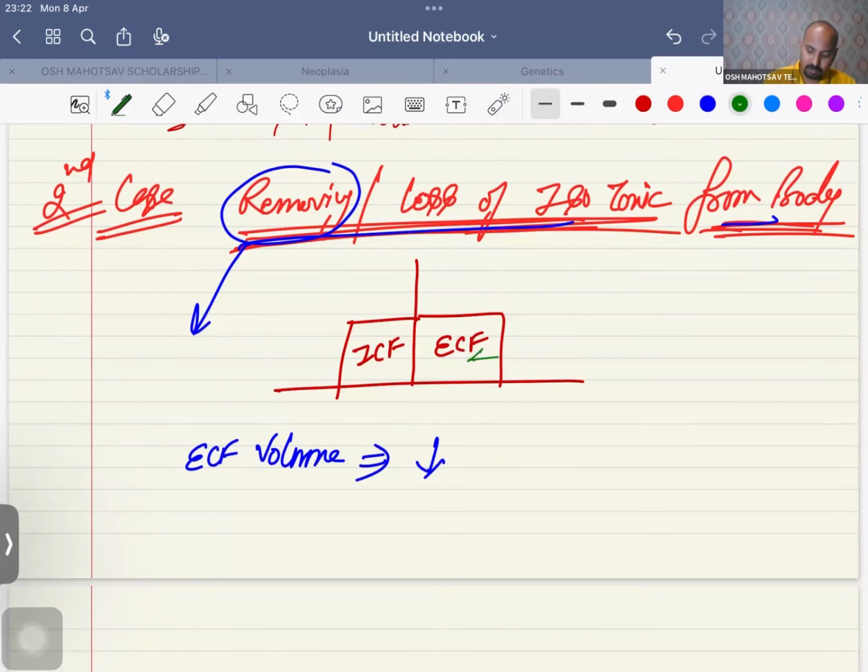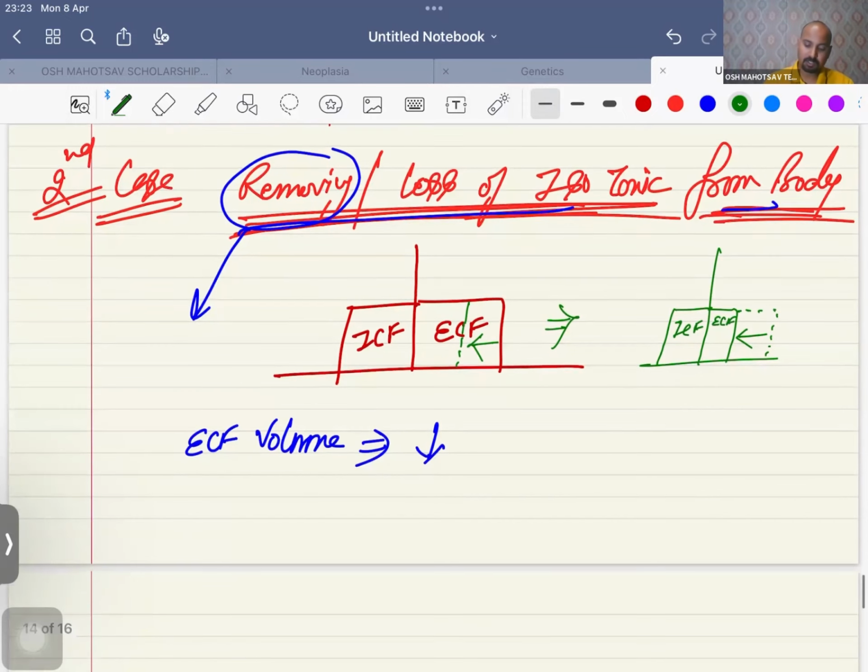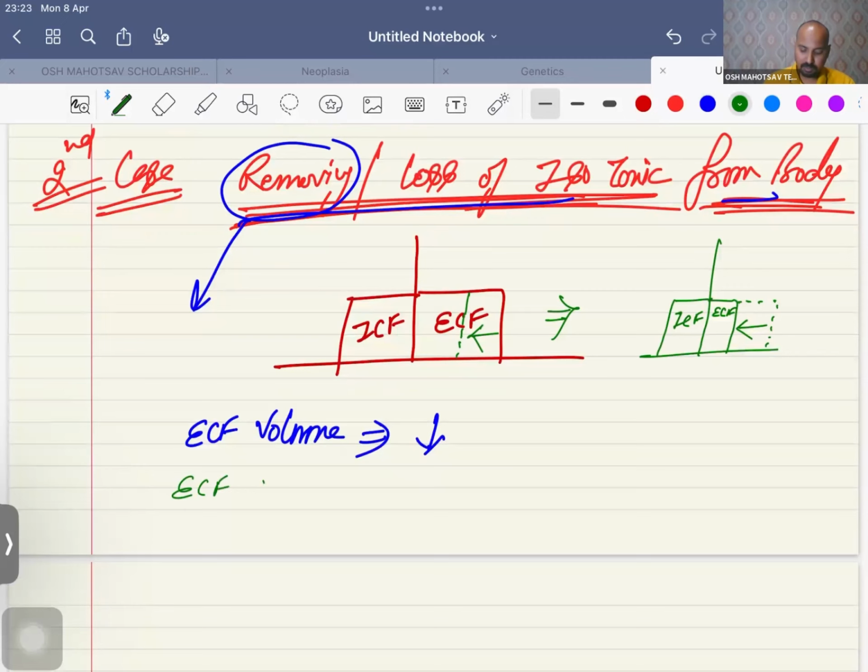ECF volume will decrease, and the graph becomes like this. Okay, this is ICF, ECF. ECF volume will decrease. What happened with ECF osmolarity? Will it change or not?